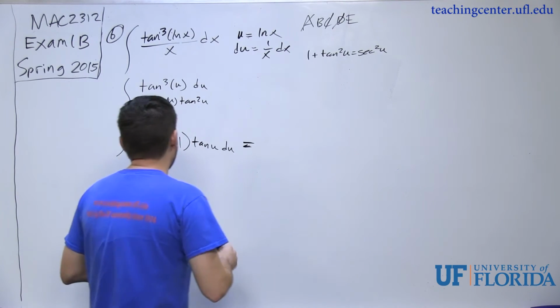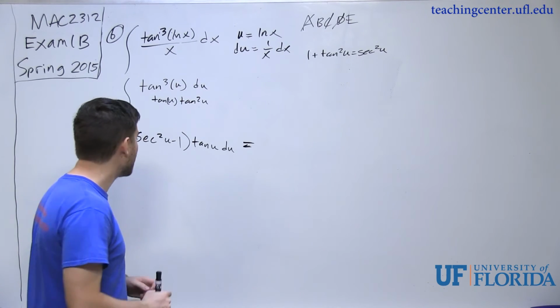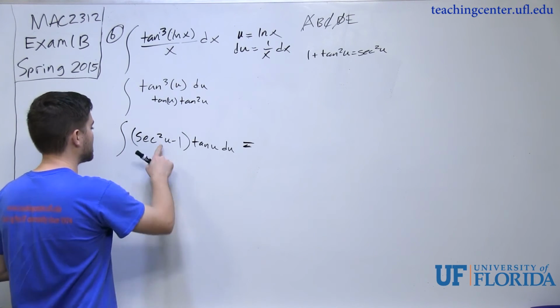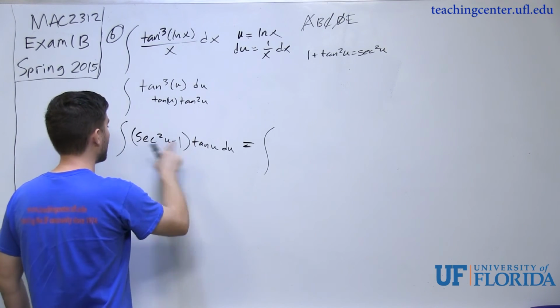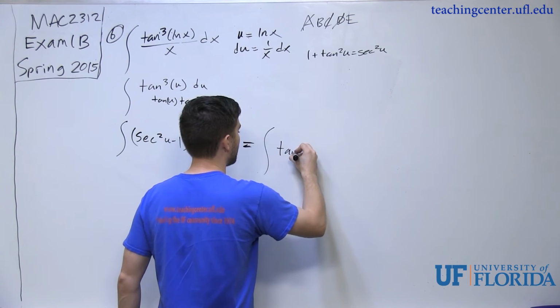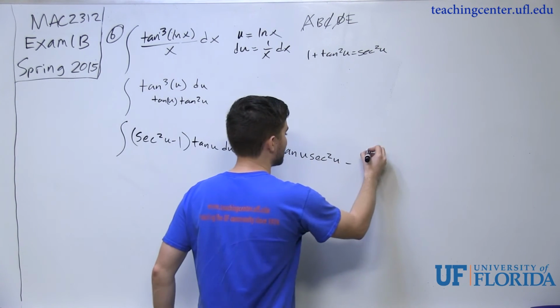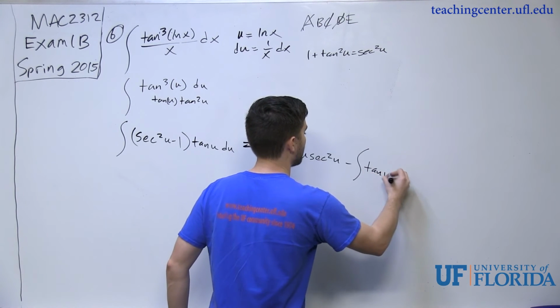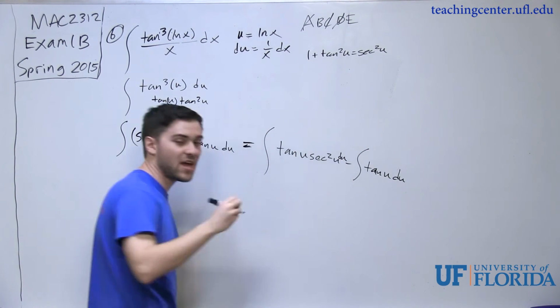B says that I have to have a secant and a secant cubed, and E says that I have to have a tangent and a tangent times a secant squared. So if I distribute this out, I end up with two integrals, because they're separated by a minus sign. One of them is tan u secant squared u, and the other one is minus tan of u. Both of which can be solved.